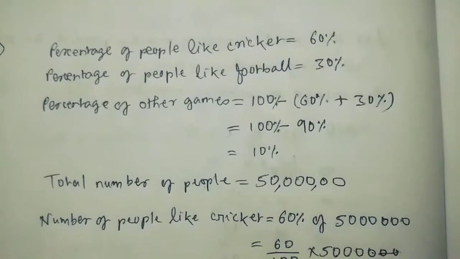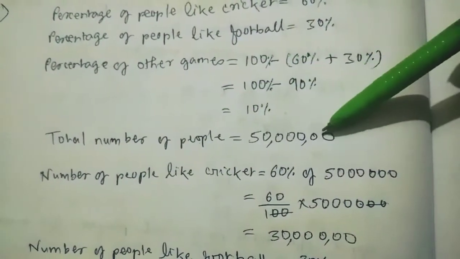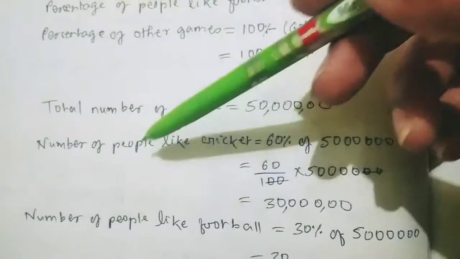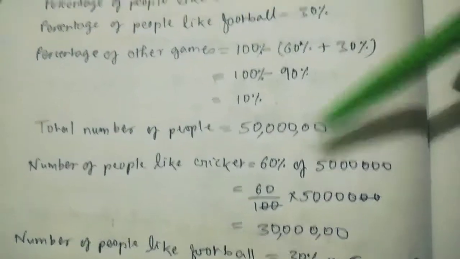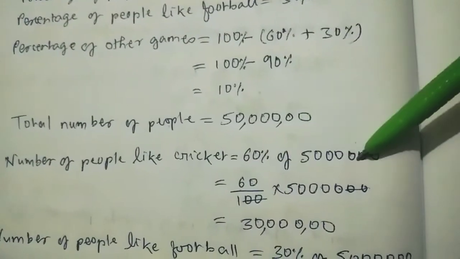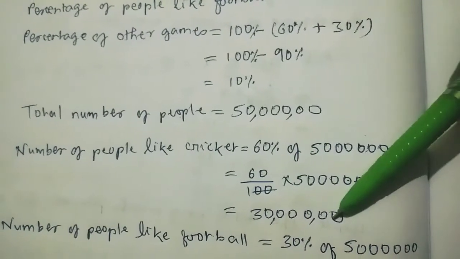One part of the question is finished. Now the next part: the total number of people is given as 50 lakhs. So you have to find the number of people who like cricket. That is 60% of 50 lakhs, because 60% was the percentage for cricket. So 60 by 100 into 50 lakh is 30 lakhs.